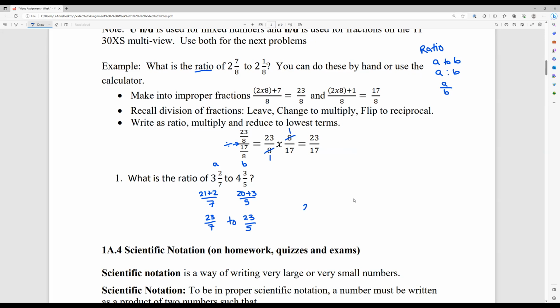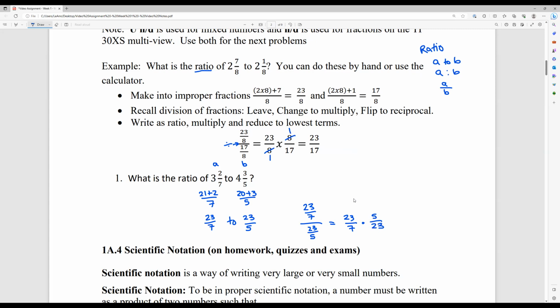Stack it. It's going to be A over B for our ratio, since they told us 3 2/7 to 4 3/5. And we're going to do, remember, leave the first fraction alone as it is. Change our division to multiplication. You can write the X or a dot if you prefer, if you like that better for multiplication. And then flip the second fraction to its reciprocal.